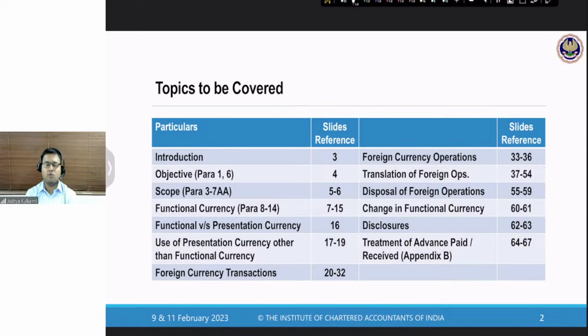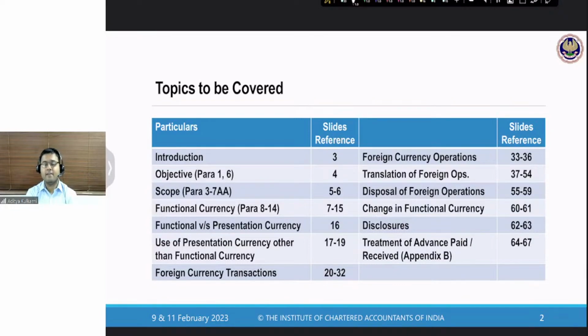Foreign currency transactions could be sales, purchases, loans, whatever. So you will ideally have to segregate them between monetary and non-monetary items. Monetary items will be translated at the closing rate of each reporting period, whereas non-monetary items you will record on the date of the transaction. If they undergo a fair valuation, the rate on the date of fair valuation will be considered for the translation. So that was all about foreign currency transactions and translation thereof.